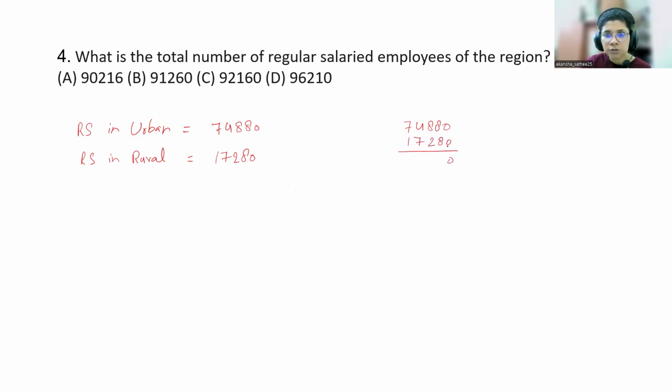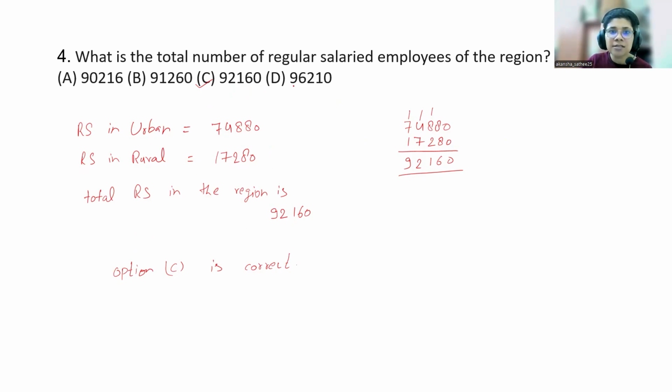17,280. 0, 0, 8 and 8, 16, 6, 1. It is 11, 1. 7 plus 4 is 11, 1, 12. Again, 1 remainder, 7, 8, 9. So, total regular salaried in the region is 92,160. Whether this option is there? Yes. C. Yes. So, option C is correct. So, you don't need to write it down precisely. You just add them up and tick the correct option.